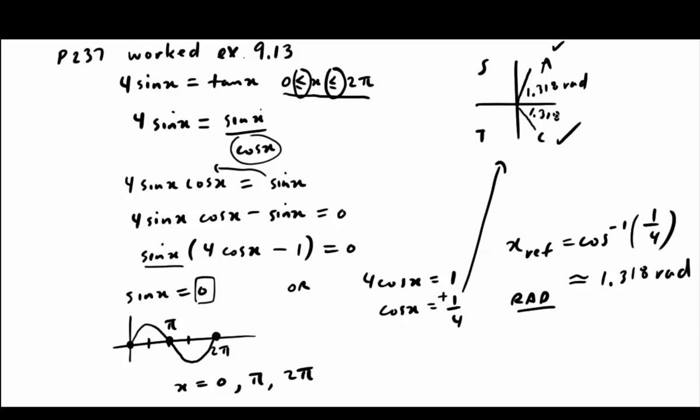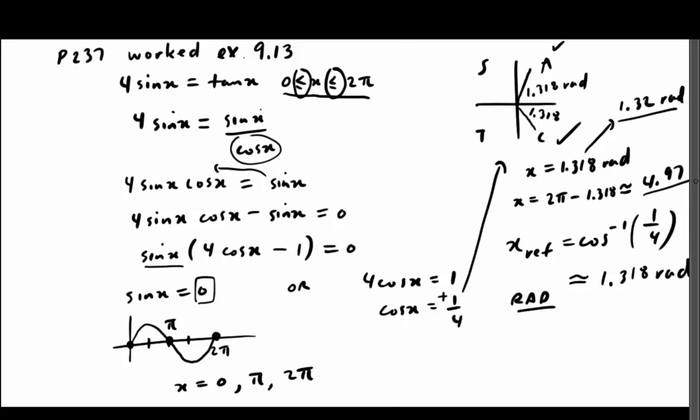What does that mean? We're interested in x between 0 and 2 pi. It's either going to be 1.318 radians, and because we're going all the way around in a circle, the second value is going to be 2 pi minus 1.318, which is approximately 4.97 radians. And this one here, if you want 3 sig figs, you get 1.32 radians. So we have 1, 2, 3, 4, 5 answers.